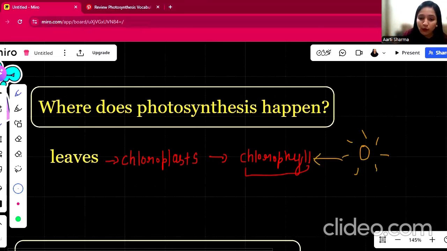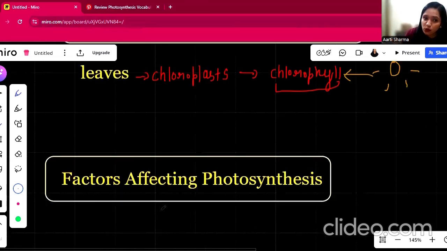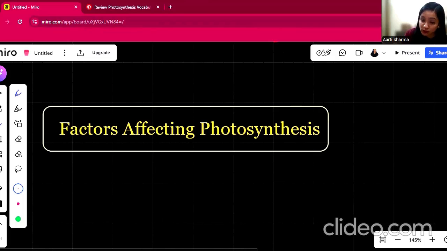If you are okay with this, then we can move on to the next topic, which is factors affecting photosynthesis. See guys, photosynthesis is actually not as easy as I told you, where they just simply need 3 ingredients and then make glucose along with oxygen. No. Other than this, there are a few factors which are going to affect your photosynthesis. The rate of photosynthesis can change depending on certain factors. We have 3 important factors. The first factor is light intensity.